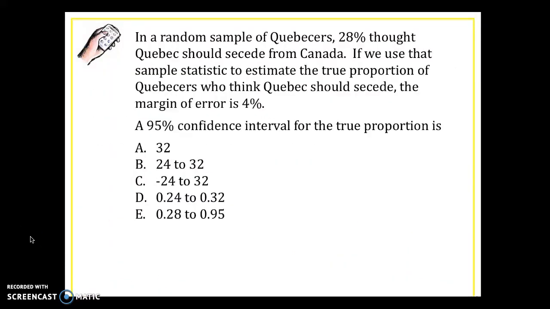In a random sample of, I'm going to say, people from Quebec, 28% thought Quebec should secede from Canada. If we use this sample statistic, this p-hat, 28%, to estimate the true proportion of Quebecers who think Quebec should secede, the margin of error is 4%. So from this information, a 95% confidence interval for the true population proportion is?